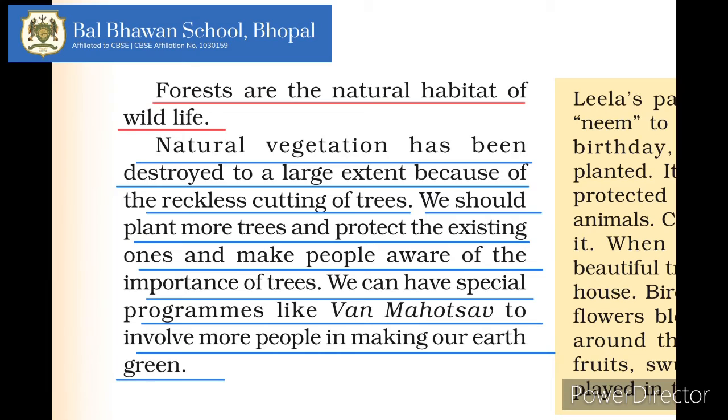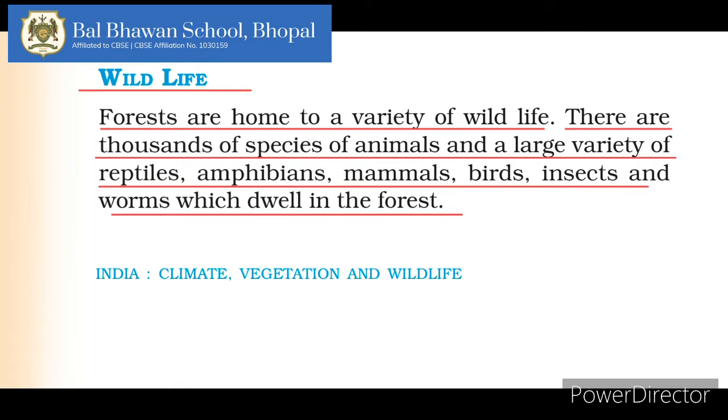Natural vegetation has been destroyed to a large extent because of reckless cutting of trees. As we are heading towards a lot of development, humans have started cutting trees for their use. This has resulted in deforestation. We should plant more trees, protect the existing ones and make people aware of the importance of trees. To increase awareness, the government runs programs like Van Mahotsav to involve more people in making our earth green and save forests.